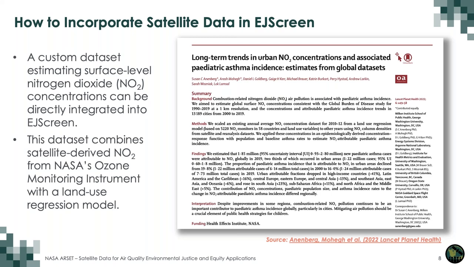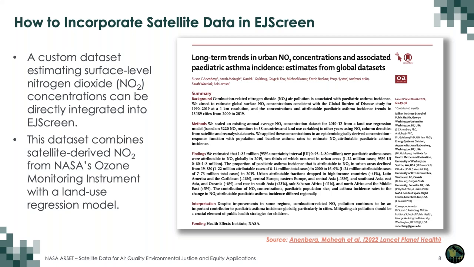And I just want to speak to this NO2 data set a little bit more and explain why it's relevant to this particular ARSET training. This data set was formed by combining satellite-derived NO2 from NASA's ozone monitoring instrument with a land use regression model. These two different data inputs allow us to estimate surface level NO2 concentrations globally during the 21st century. And what we did is we specifically took this data set at its native resolution, which is at a resolution of a kilometer by a kilometer, and we averaged it to underlying census block groups in the United States. So we averaged it to the unit of analysis that EJScreen uses.